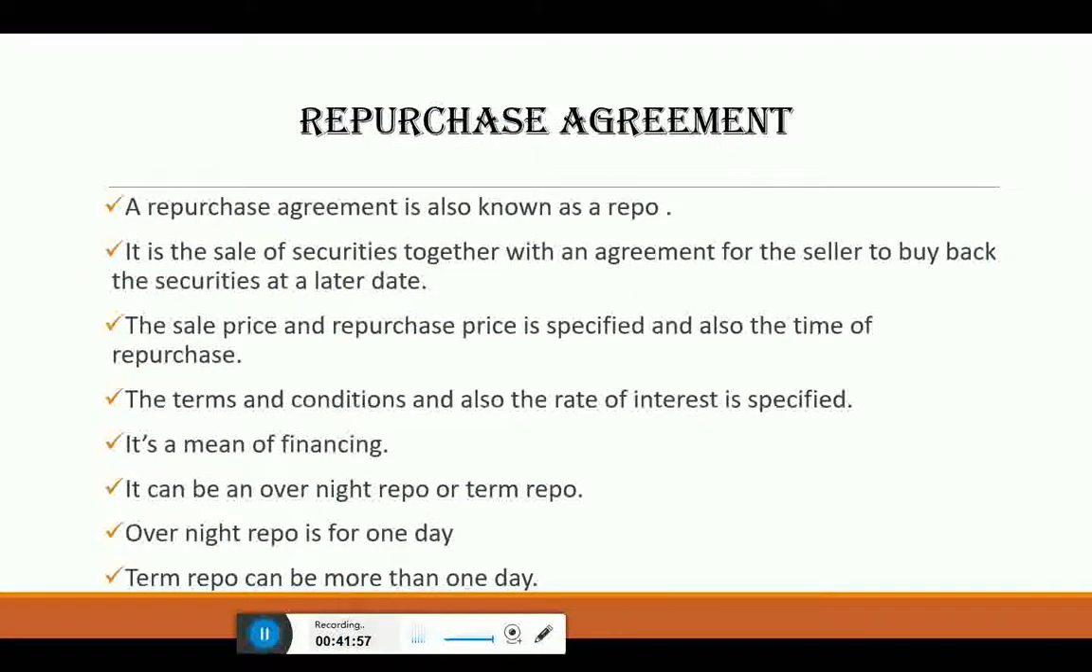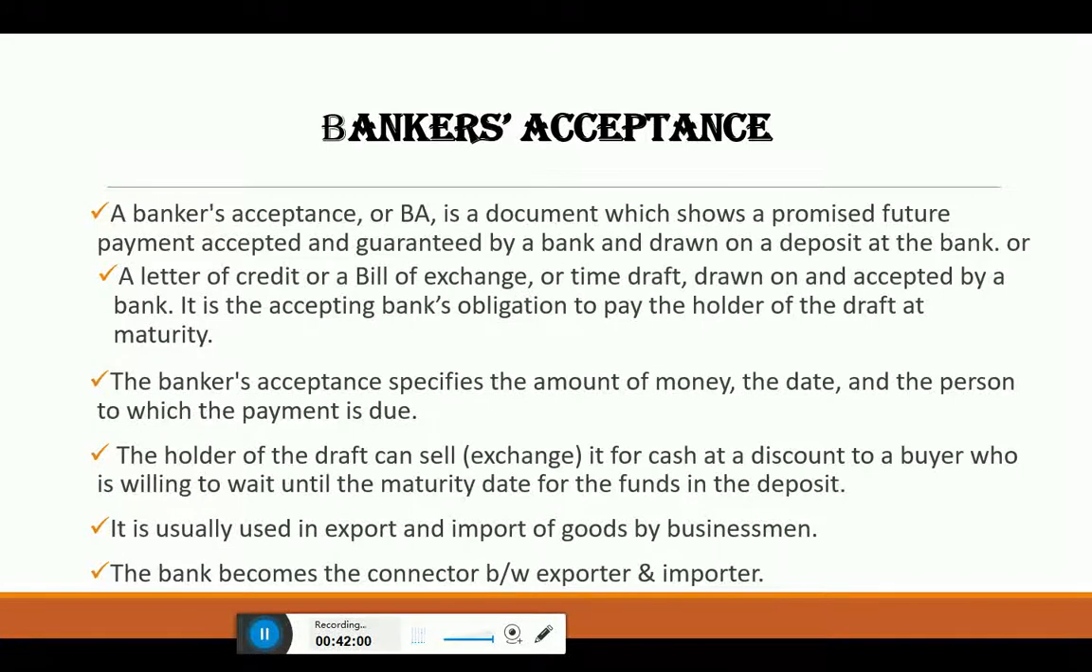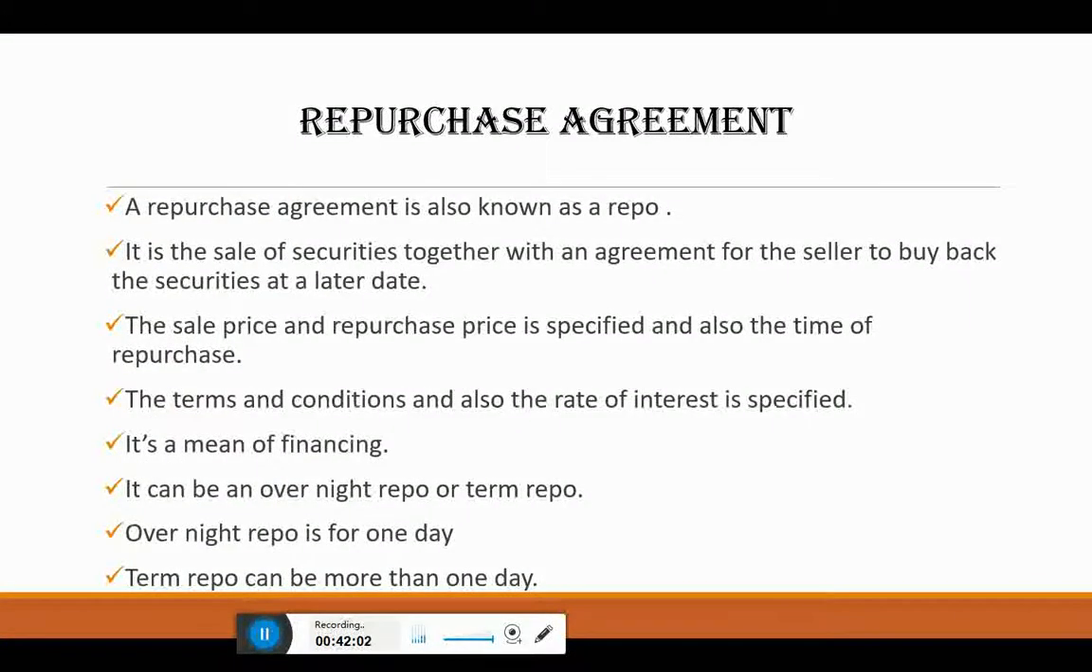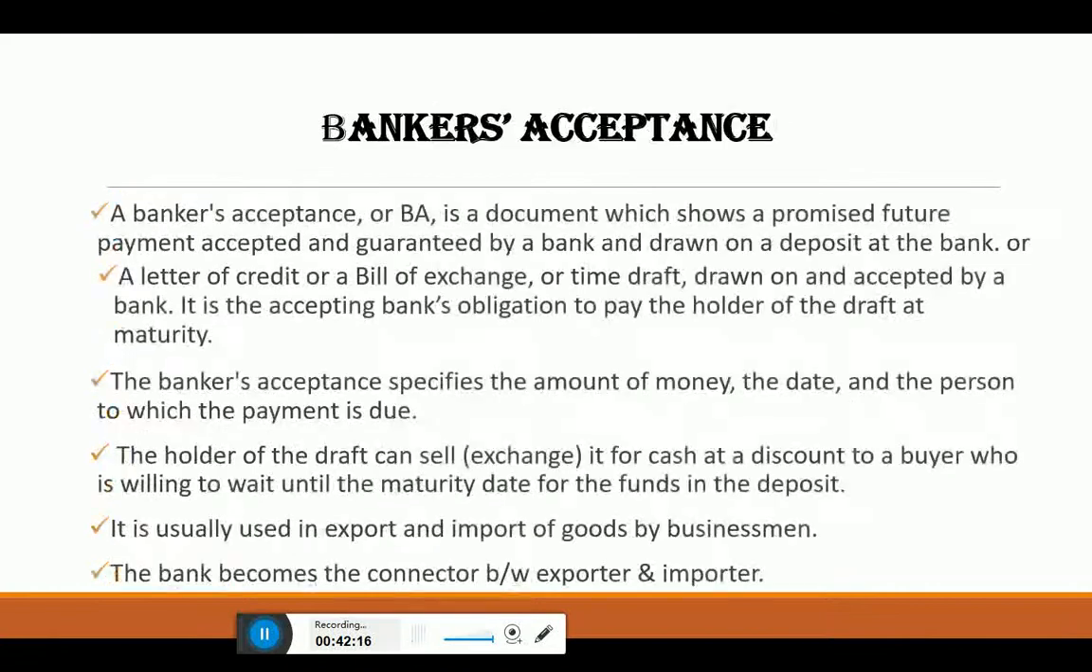Then we have repurchase agreement. Repurchase agreement also does not have any specific format. It's basically a simple agreement between parties, it could be a simple piece of paper, but the criteria of a financial instrument, those five characteristics that I earlier discussed, should be present there.